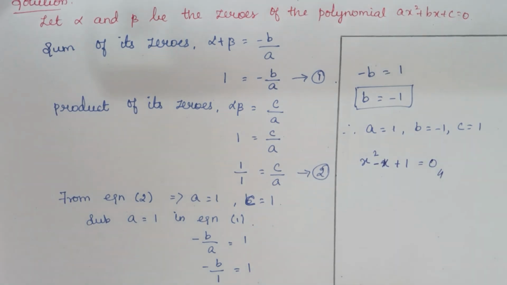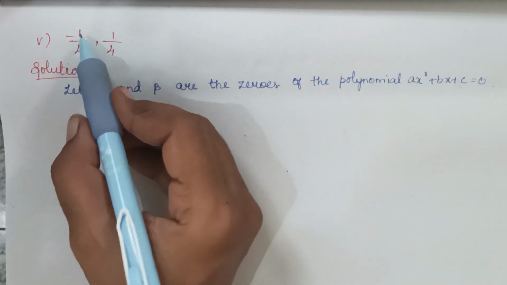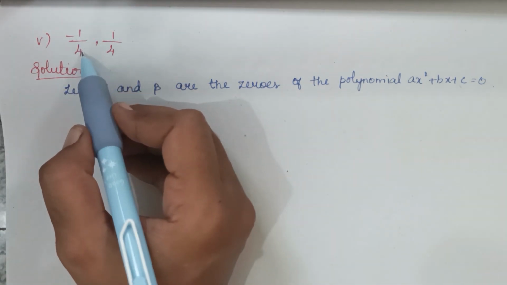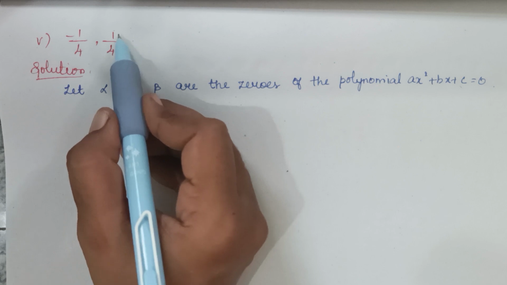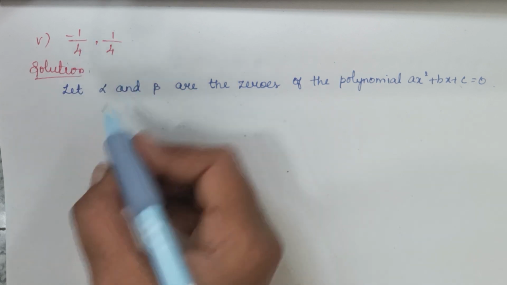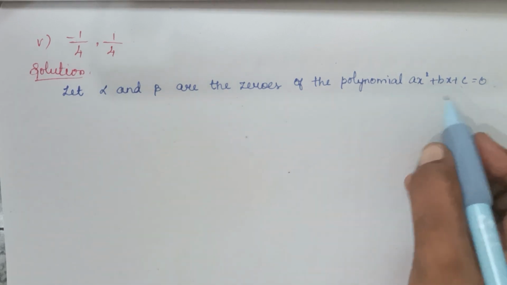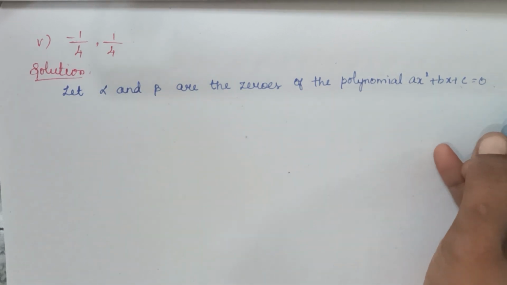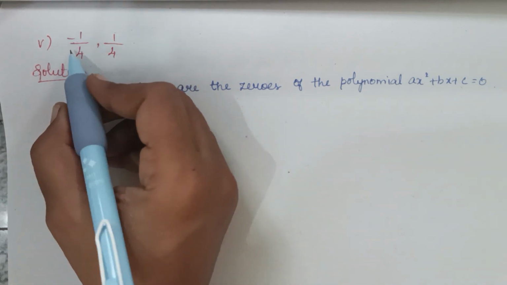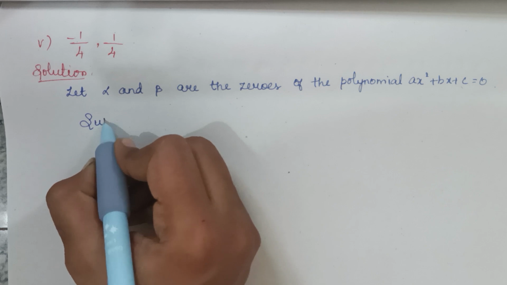Okay. So the next, fifth sum. The sum of its zeros is minus 1 by 4 and the product of its zeros is 1 by 4. So minus 1 by 4 and 1 by 4 are the questions. So let alpha and beta be the zeros of the polynomial ax square plus bx plus c equal to 0. So first we'll apply minus 1 by 4 in sum of its zeros.